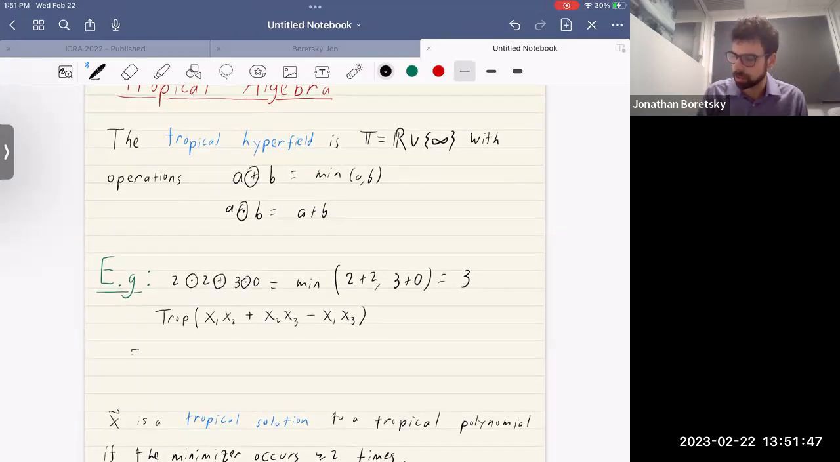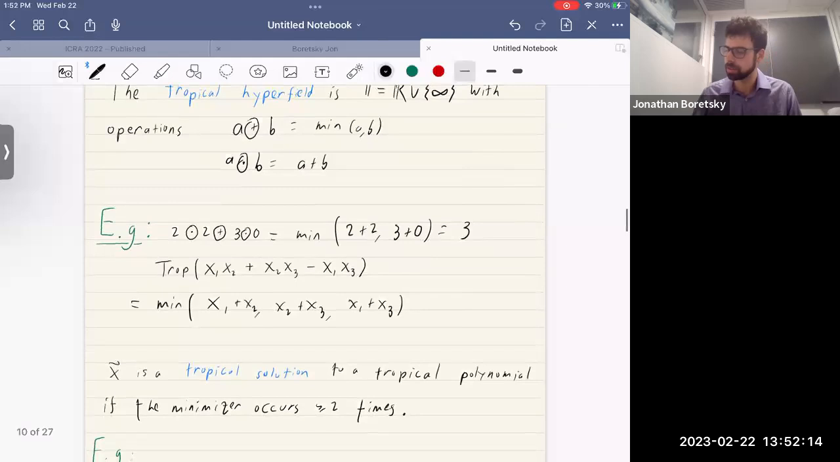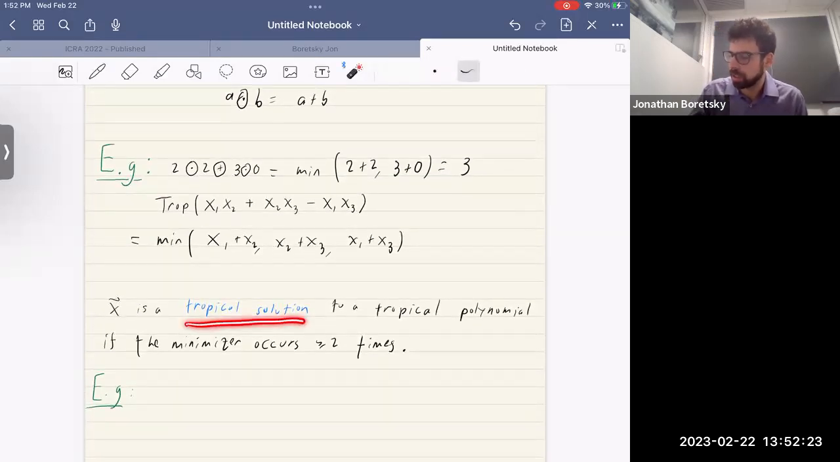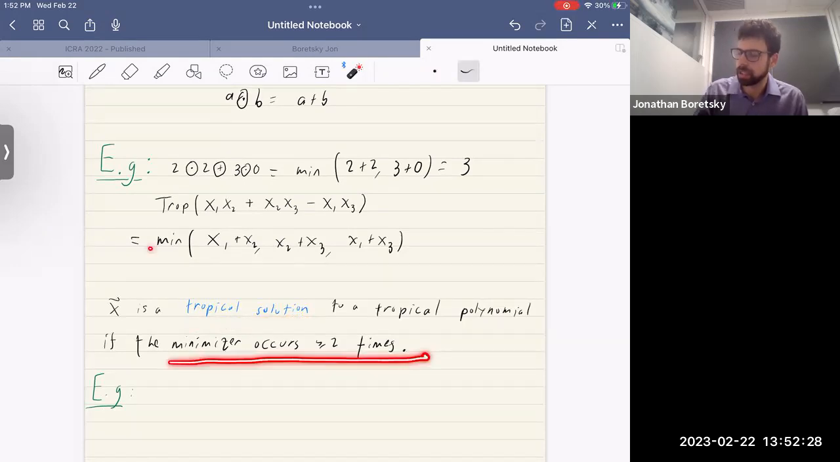It also works on polynomials. Let's take the tropicalization of this polynomial. All of our addition becomes minimization, addition or subtraction, we treat them the same. And all of our multiplication becomes addition. So the tropicalization of this polynomial is what we call a tropical polynomial. And that looks like this. And you can imagine if we put in different values of x1, x2, x3, we'd get different results out of this tropical polynomial. All right, so given a tropical polynomial, it'd be nice to have a notion of a tropical solution. So we'll say that x is a tropical solution to a tropical polynomial if the minimizer occurs two or more times. So you've got some big minimum over a bunch of terms.